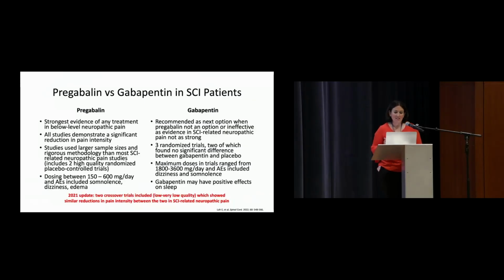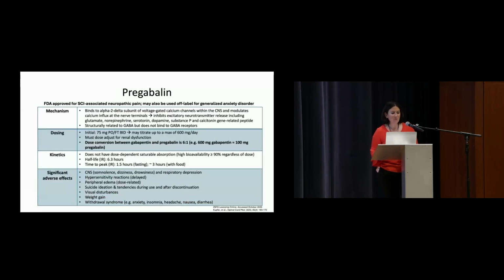Gabapentin had some studies that showed no difference in terms of outcomes, but in a meta-analysis that was done, they saw that it did have benefit in spinal cord injury, so it was given a first-line recommendation. Some important differences to pick out between these two. Pregabalin more strongly binds, has higher affinity to the alpha-2 subunit, and because of that, is much more potent.